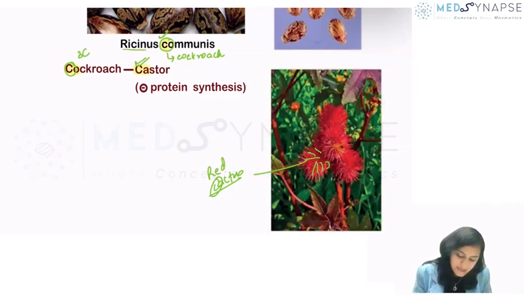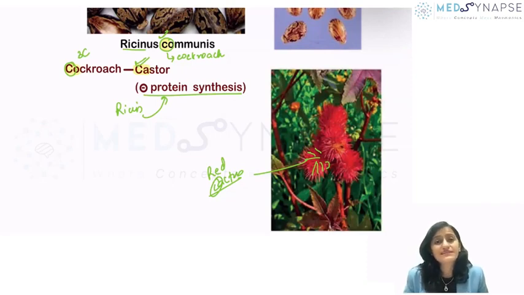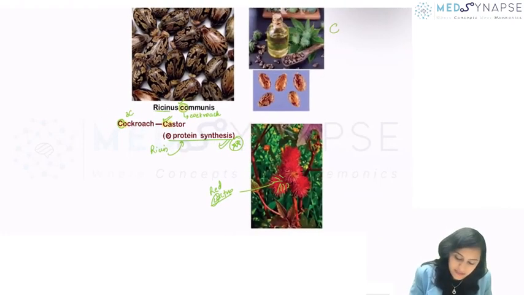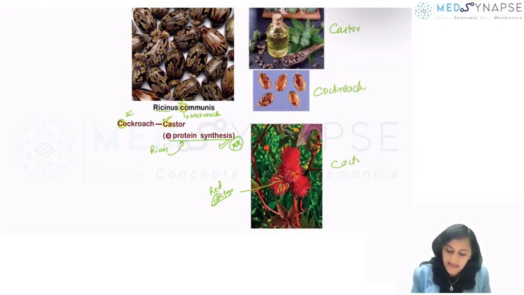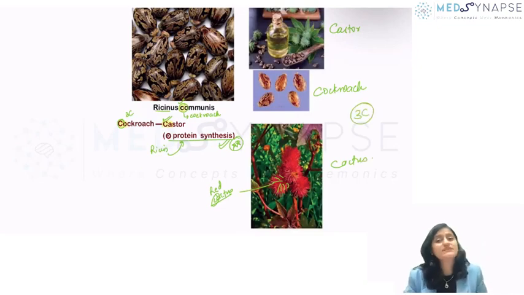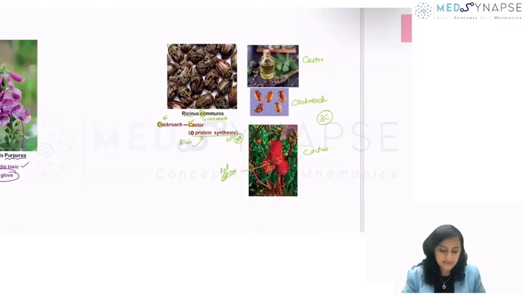The active principle here is ricin. The mechanism of action is inhibition of protein synthesis. Remember, it inhibits protein synthesis. Frequently asked question, that's the mechanism of action. Right? So remember the C and C for the Ricinus communis. That is castor oil. That is cockroach-like seeds, and that is cactus-like plant. These are the 3 C's for Ricinus communis.